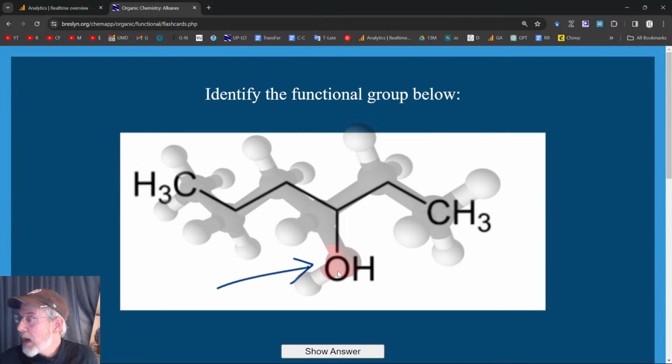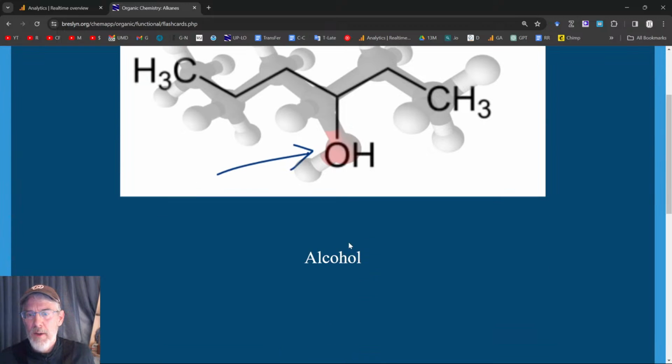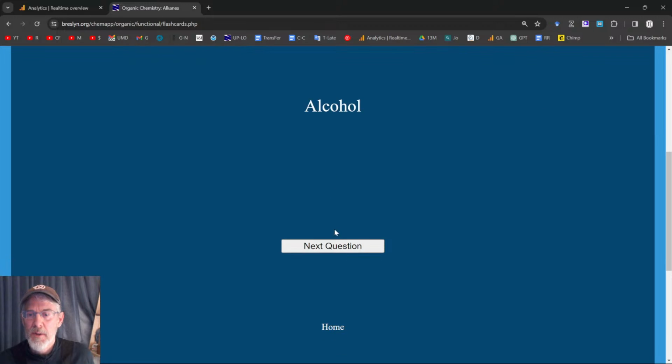And you could call this a hydroxyl group, Dexter. Alcohol and hydroxyl are kind of used interchangeably. Alcohol, but hydroxyl would be okay too.